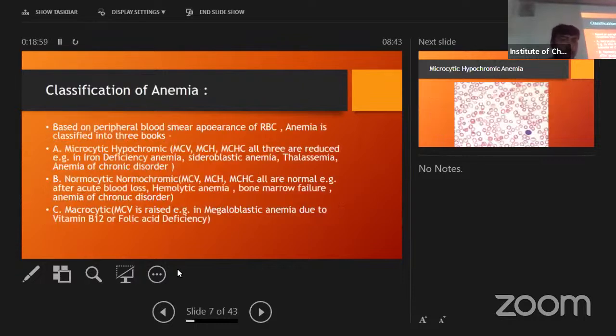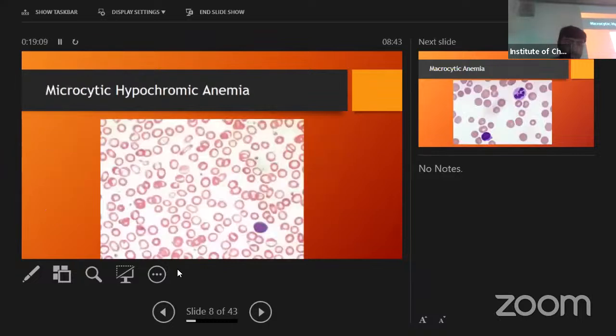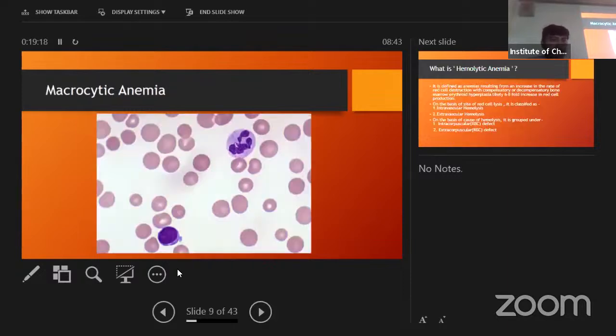Now, the classification of anemia according to the peripheral blood smear. There are three classifications: microcytic hypochromic, normocytic normochromic, and macrocytic. This is the blood picture of microcytic hypochromic, where we notice the large central pallor of the RBC cells. In macrocytic anemia, there are ovalocytes in the peripheral blood smear and also multilobated neutrophils.